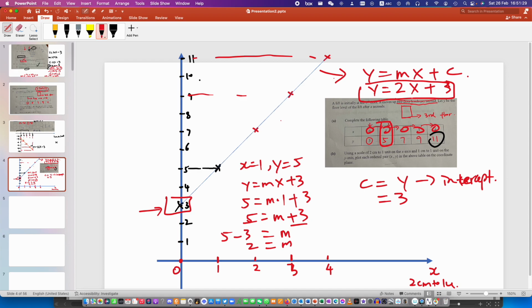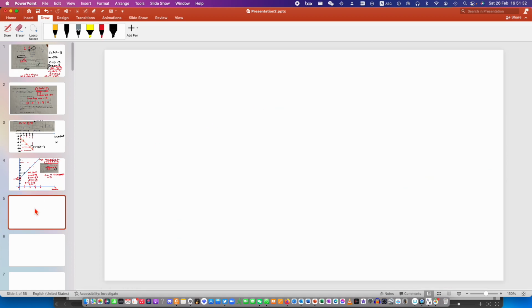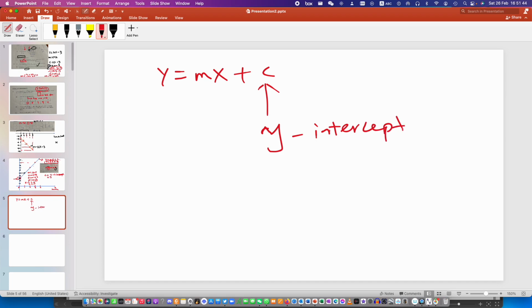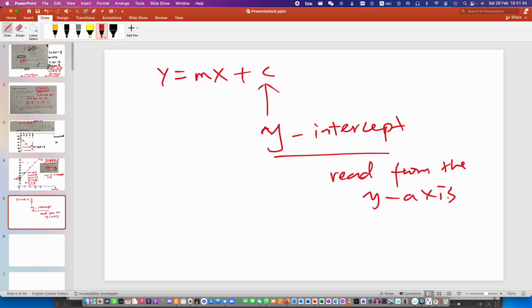But let me give you one more formula. y equals mx plus c. This is the format, right? How do you get the c? c is the y-intercept. So you just read from the graph, from the y-axis. Are you clear? Yeah. How do you get the m? There is a formula for it. The gradient is equal to y1 minus y2 over x1 minus x2.